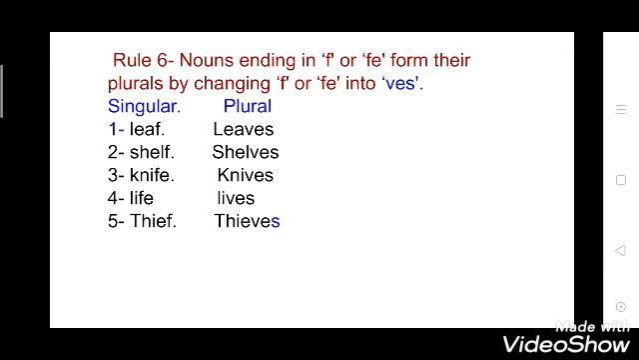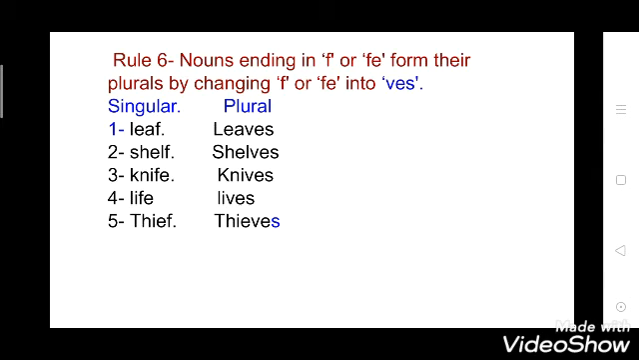Now moving to our rule 6. Nouns ending in f or fe form their plural by changing f or fe into ves. It means if you see the word ending with f or fe, then you have to change it to ves.